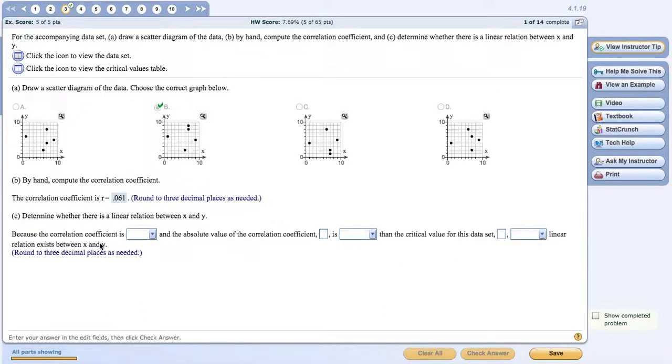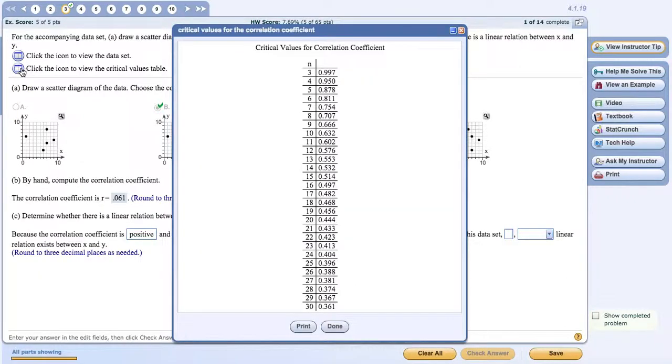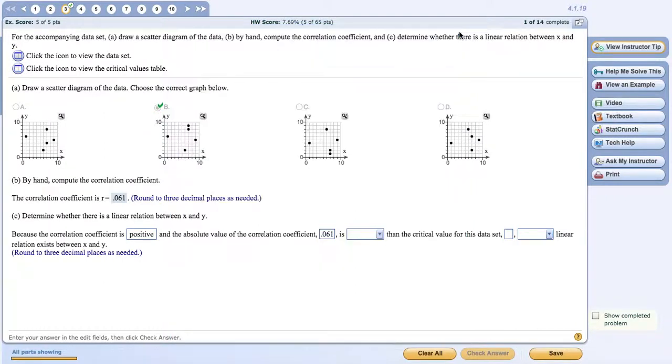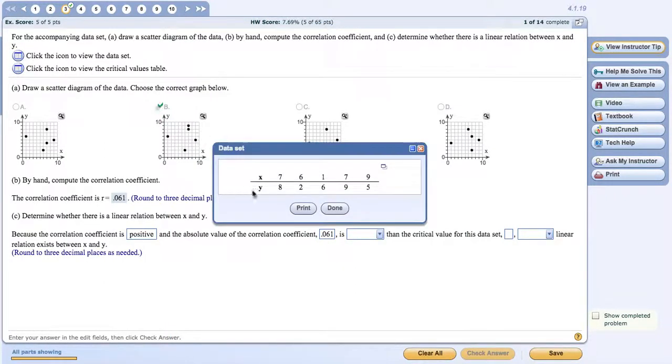And then it says, because the absolute value of the correlation coefficient is, and it is positive, that is just 0.061. If you had a negative number, you'd put negative in there, and then you'd put the positive value in here. If it was negative 0.061, you'd just put 0.061 here. And then we're going to have to use this because of the way things are done in the answers. Let me first point this out.